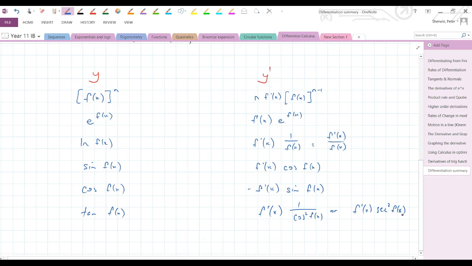Alright, so that gives us a full rundown on all the differentiation we've done so far. And as we move next into integration, we're going to be going back the other way. We're going to be taking functions and recognizing and doing the reverse process in order to find a function's original, or its integral, as we call it. So that's the next step, but that sort of summarizes where we're up to at the moment.